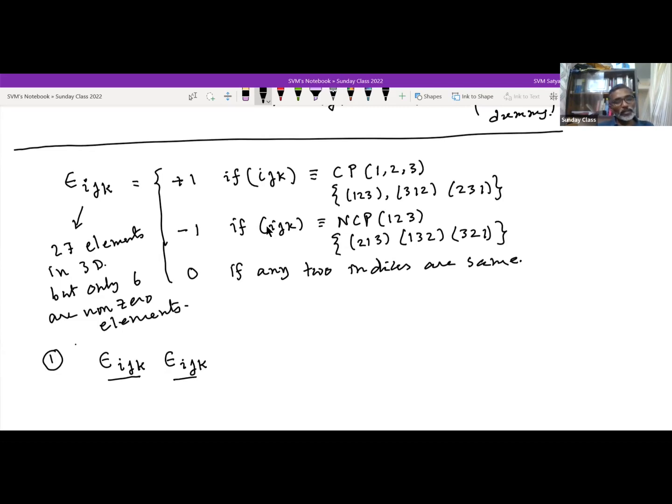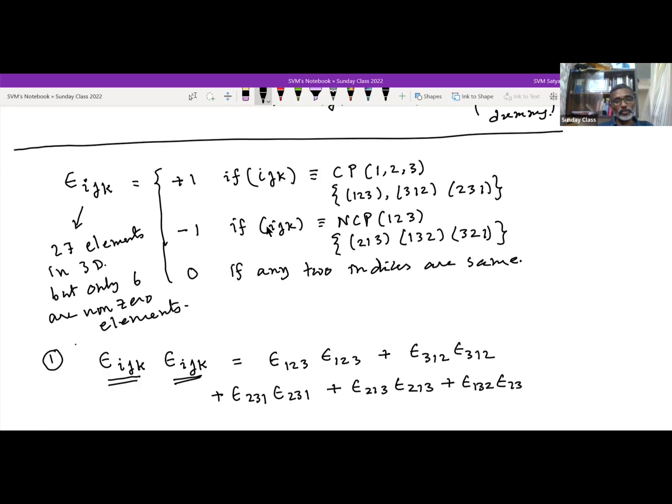Because whether it is +1 or -1, whatever is here, it will be the same there. So if this is +1, this is also +1. If this is -1, this is also -1. So you have to write this as epsilon 1, 2, 3 epsilon 1, 2, 3, plus epsilon 3, 1, 2 epsilon 3, 1, 2, plus epsilon 2, 3, 1 epsilon 2, 3, 1, plus epsilon 2, 1, 3 epsilon 2, 1, 3, plus epsilon 1, 3, 2 epsilon 1, 3, 2, plus epsilon 3, 2, 1 epsilon 3, 2, 1.